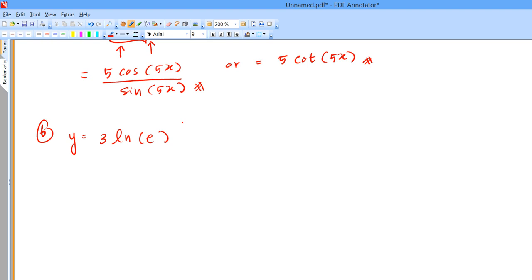But if we base on the technique on how to differentiate logarithmic function, so we get left hand side equal to dy over dx equal to, okay, right hand side, okay, coefficient equal to 3 over function times differentiate function, differentiate e equal to 0, since e power of 1 is not a variable but is a constant. You can find the value of e using calculator. So equal to 0. So you get 0 over 3 equal to 0.